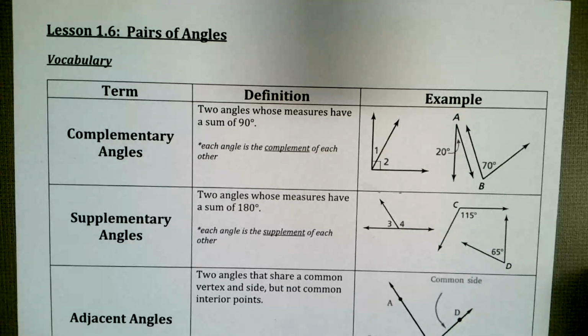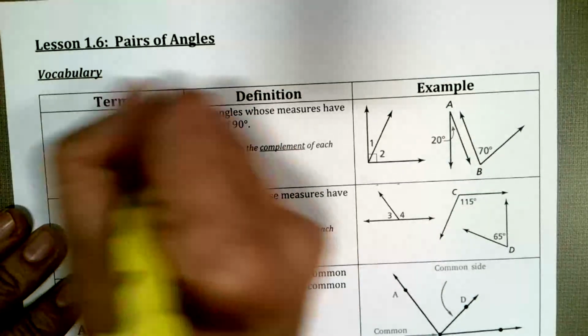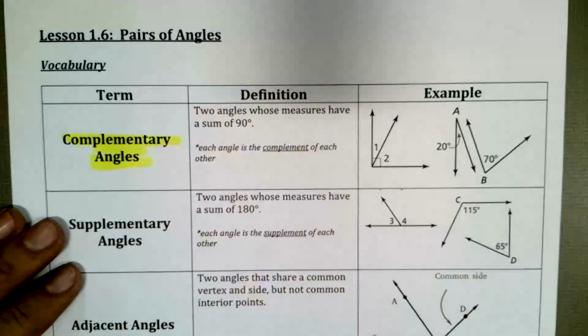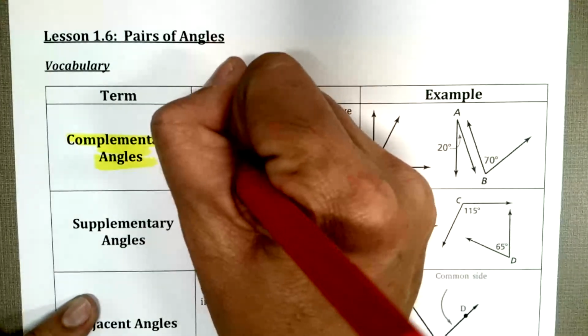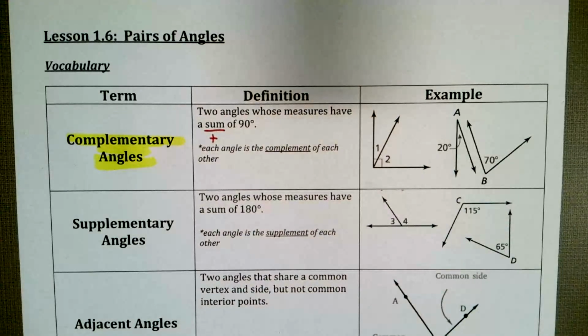This is lesson 1-6. We're looking at pairs of angles. So lesson 1-5 was kind of all about angles, angle addition, angle bisector, and now we have some certain pairs. So starting with complementary angles. Complementary angles are two angles whose measures have a sum of 90 degrees. So sum means that they're going to add up to 90.